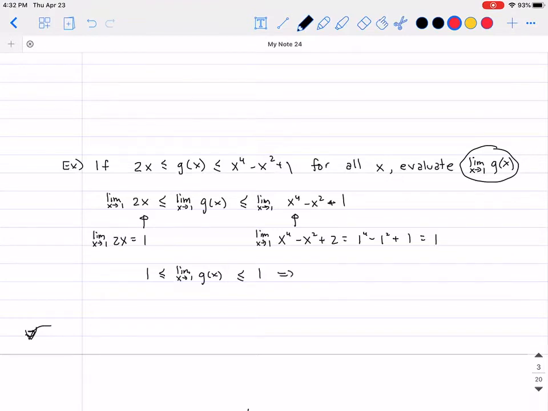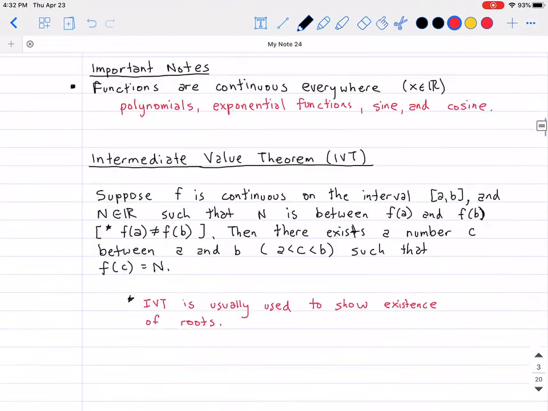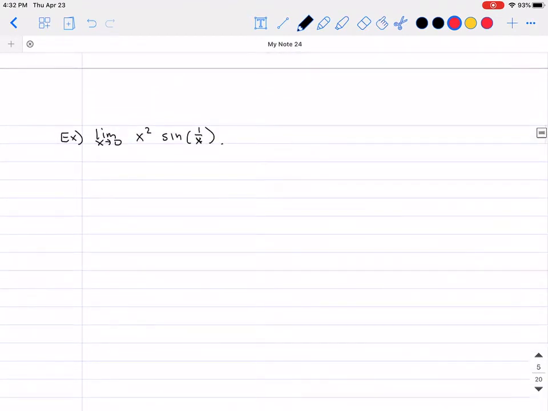And so now, with something a little bit more concrete, we can say that if the limit as x approaches 1 of g of x is between 1 and 1, then the limit as x approaches 1 of g of x must equal 1. Okay. All right. Let's take a look at another example of the squeeze theorem, so that you can see more variations.